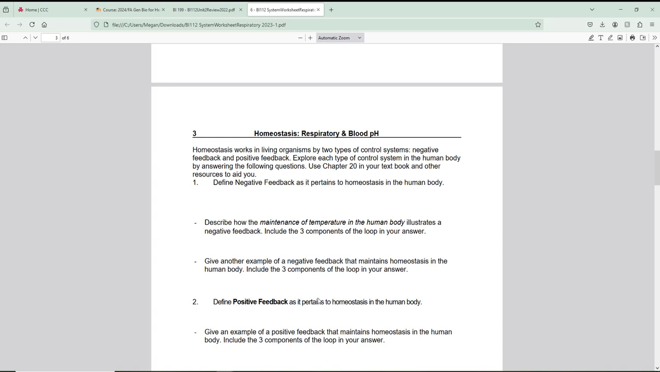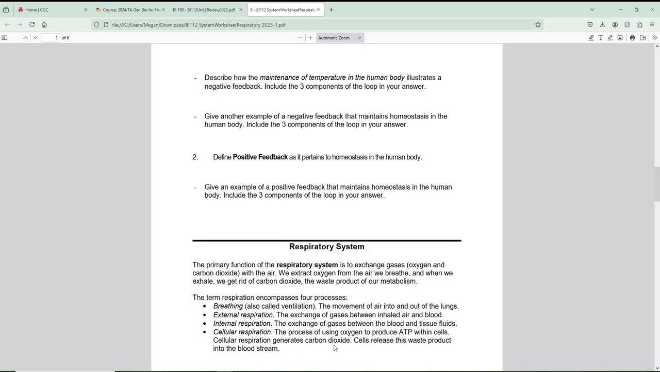And then you'll learn about what's called negative feedback loops and positive feedback loops. You don't have chapter 20 in your textbook because you're using the OpenStax textbook, but you can certainly Google homeostasis in the human body and learn about negative feedback and positive feedback, okay? So just Google those terms: negative feedback in the human body and positive feedback in the human body, and you'll get all that information, okay?